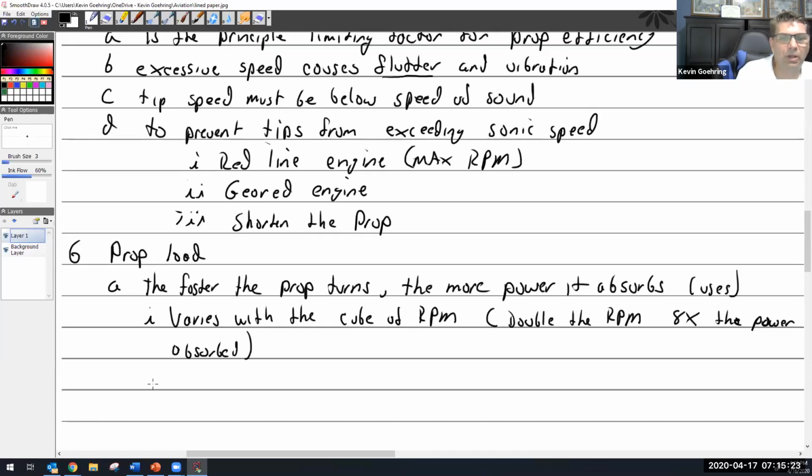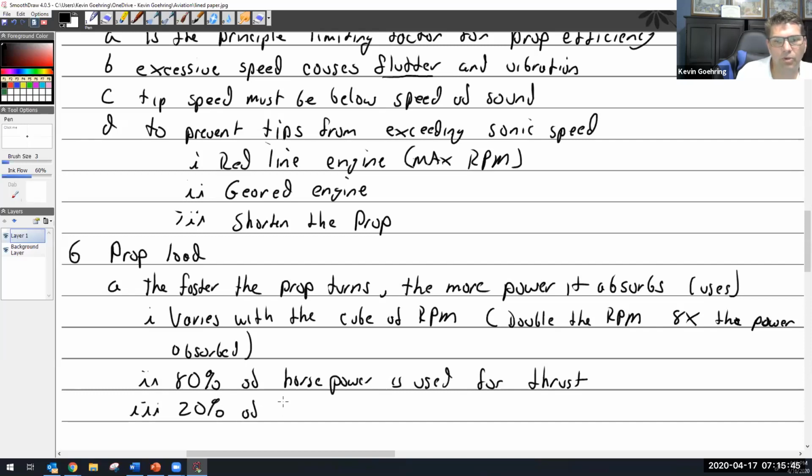So within the propeller, what it's actually doing out there is about 80% of horsepower is used for thrust, and the remaining 20% of horsepower is used for friction and slippage.